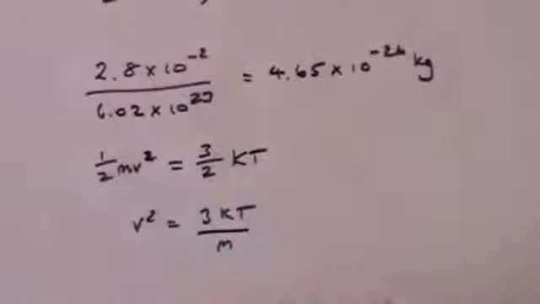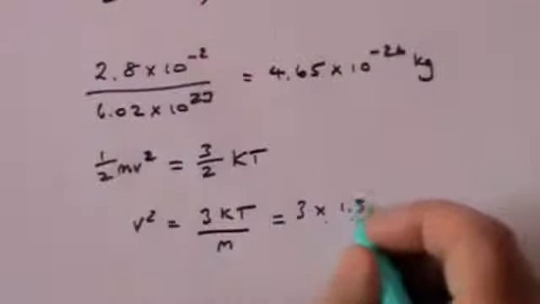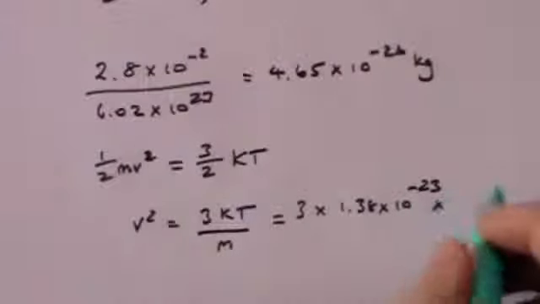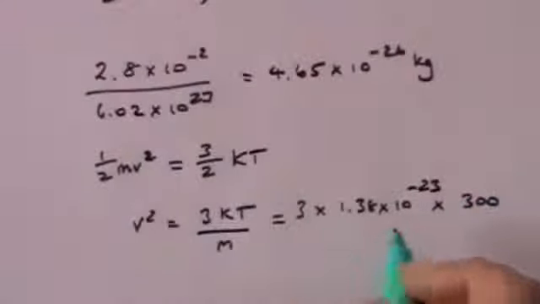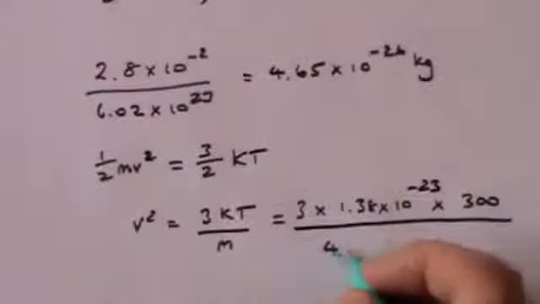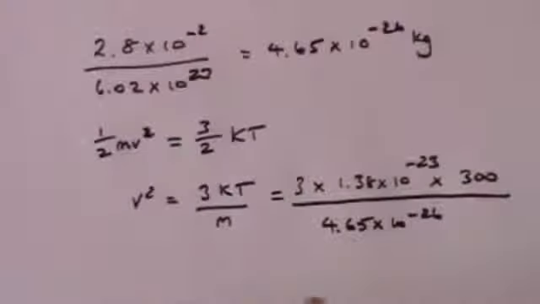because the 2's cancel out, and that equals 3 times k, which is 1.38 times 10 to the minus 23, times the temperature, which was 300 Kelvin, divided by the mass of the molecule, which we just calculated. It was 4.65 times 10 to the minus 26. And if you put that through your calculator and then take the square root, because we've calculated V squared, you'll find that V is 517 meters per second.